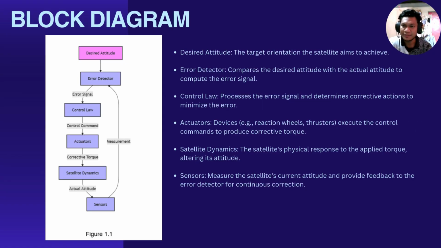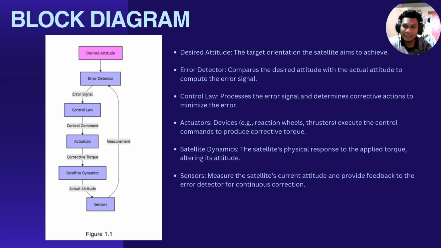So I will present the block diagram for the satellite attitude control system (ACS). This diagram represents the control loop of a satellite attitude control system. Here's an explanation of each block. First, the desired attitude: the target orientation the satellite aims to achieve. Second, an error detector compares the desired attitude with the actual attitude to compute the error signal. Third, the controller processes the error signal and determines corrective actions to minimize the error.